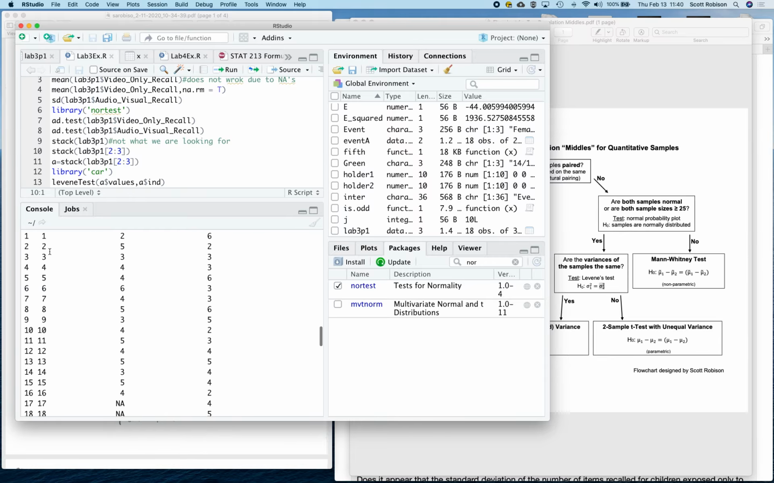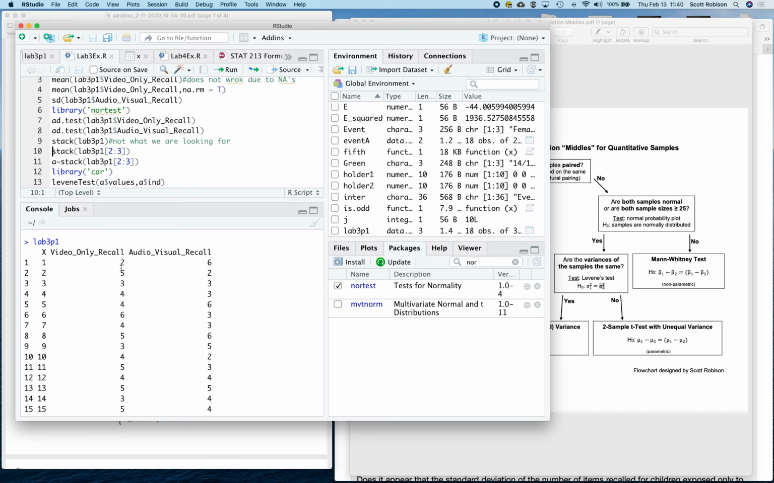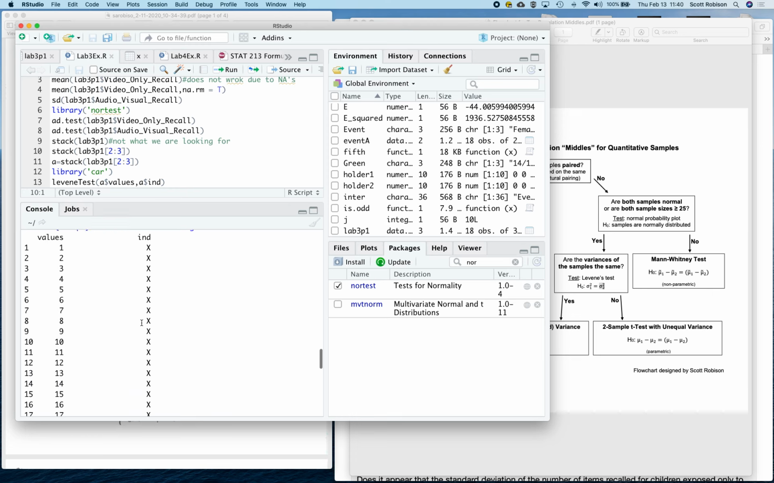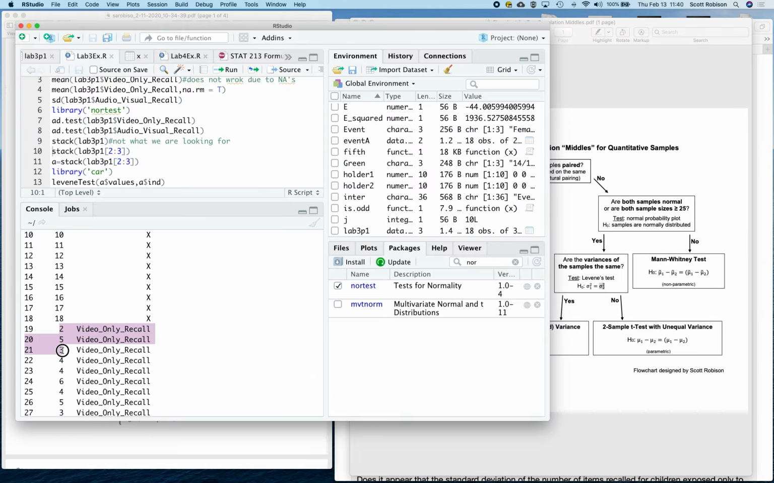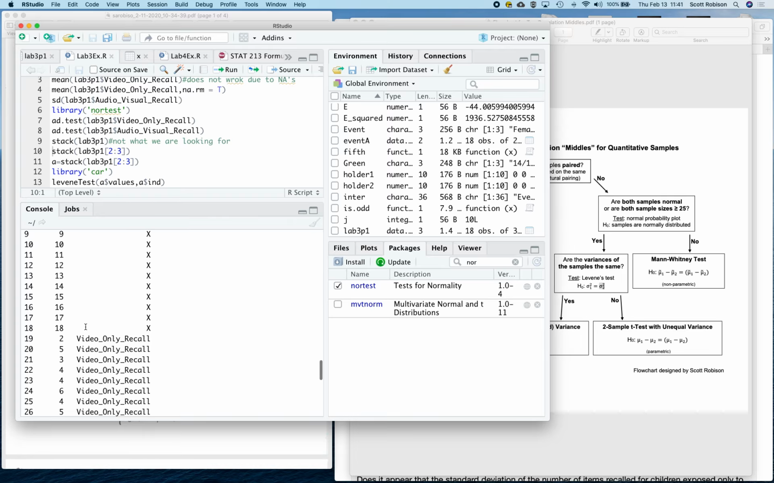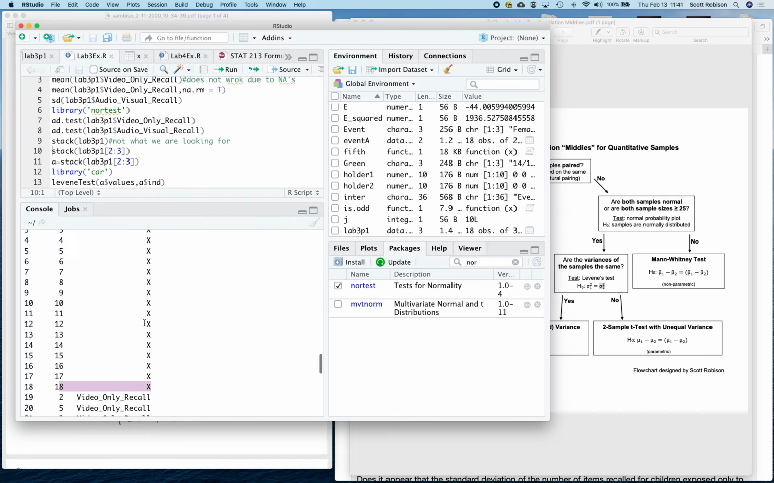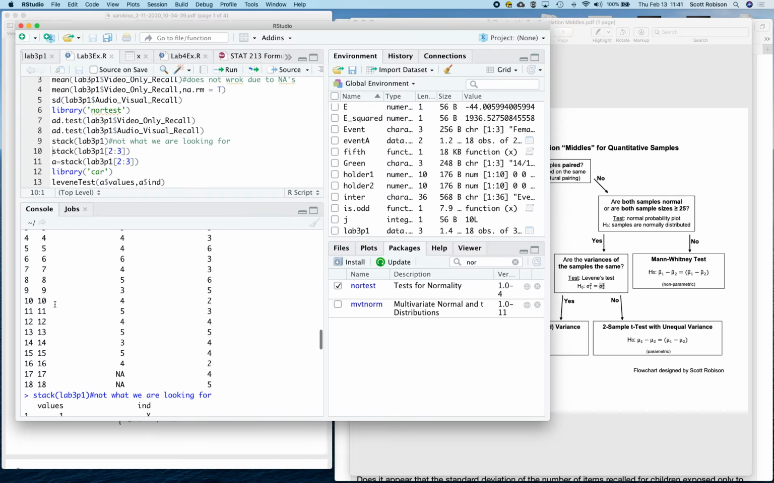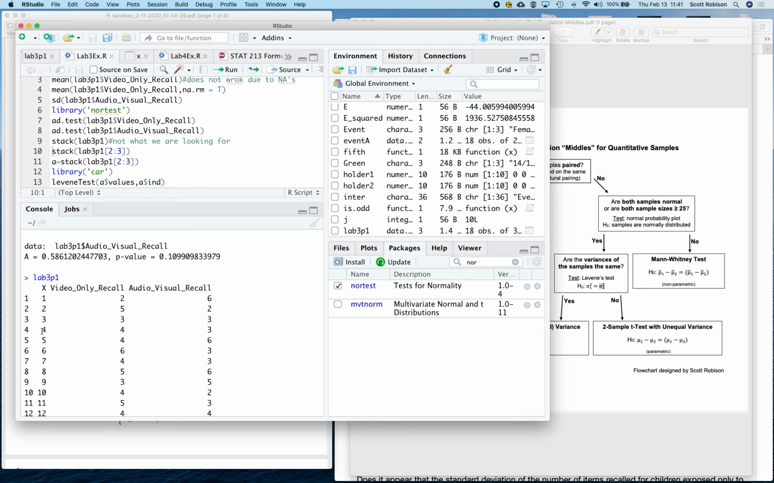And so what that did was it put this column, and then it copied this column, and then it copied this column, and it made a new column about the titles where these numbers came from. So first we had 1 through 18, coming from the column called X. Then we had the other column coming from the column called video only, and then we had the other numbers coming from audio visual. So that's not quite what we're looking for, because we really didn't care about having this first column that was just the numbers 1 through 18.